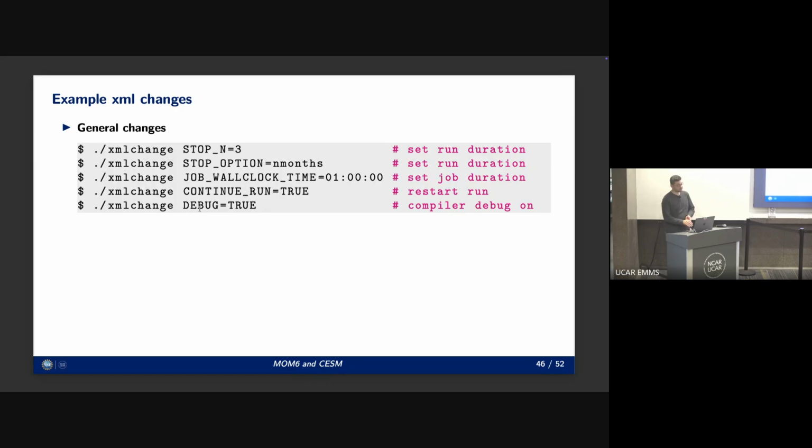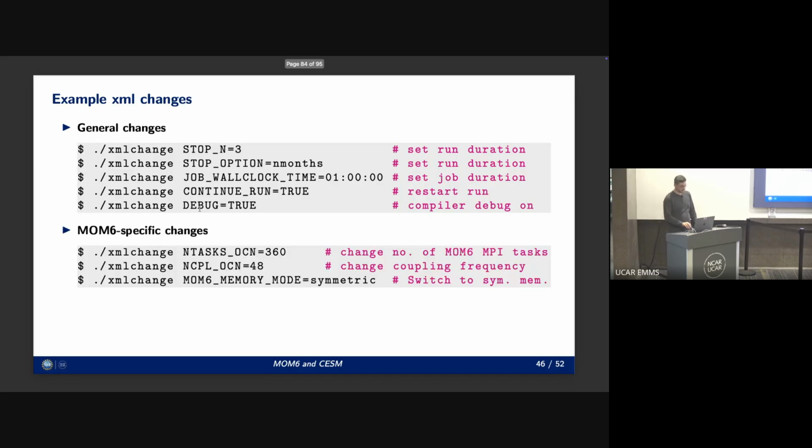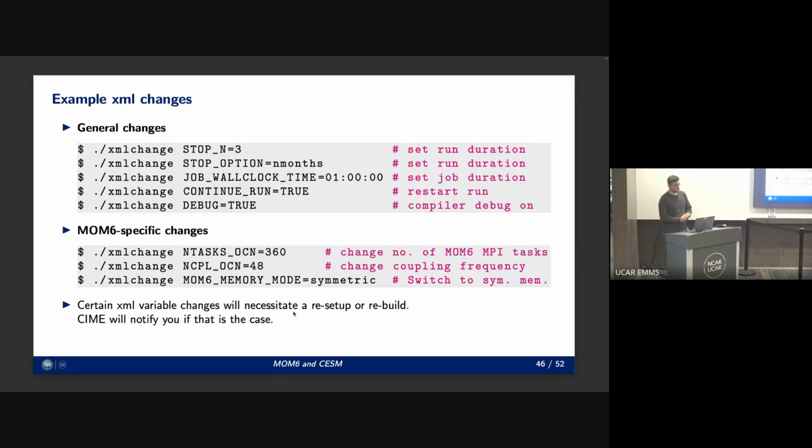Or I can change the debug mode. I can set DEBUG equals true, and that'll turn on compiler debug flags in case you run into issues and would like to diagnose what's going wrong. There are some MOM6-specific changes as well that can be applied through xmlchange, like you can change the number of tasks, you can change the coupling frequency, and you can change the memory mode. One thing to note here is that certain XML changes will necessitate rerunning case.setup or case.build commands, but CIME will not notify you when that's the case.